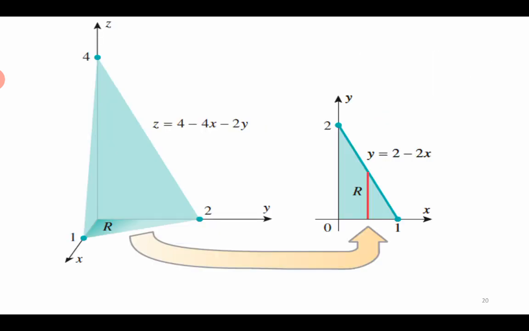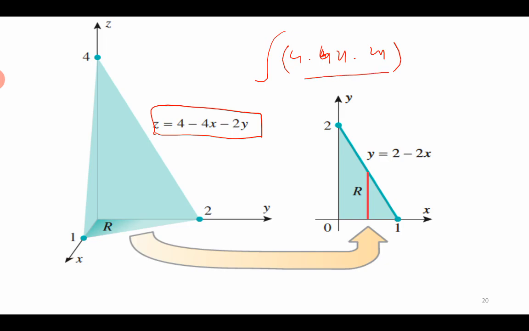Some rough examples, which are from the textbook. See how to find the limits for the volume. Volume means we integrate z, isn't it? This is our function to be integrated: 4 minus 4x minus 2y. 4 minus 4x minus 2y is the integrand f of x comma y, isn't it? Now you can choose either.